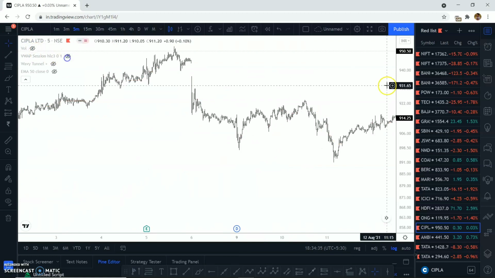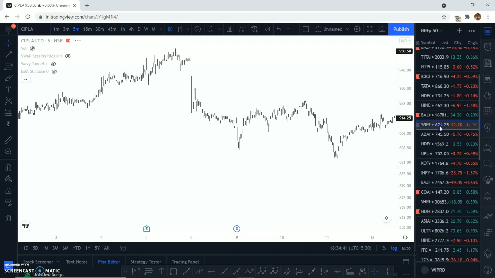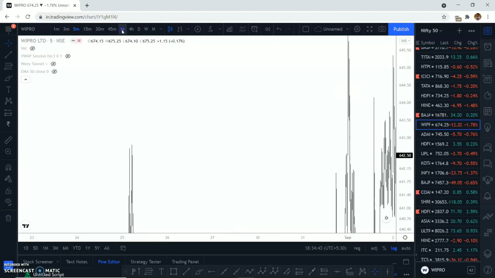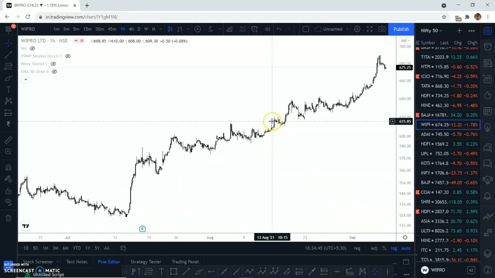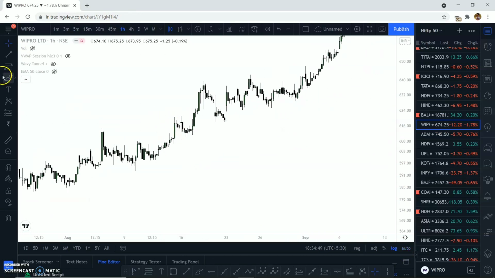All right, now let's go to a different chart. These are on my watch list, but I'll go to a different chart. Let's go to Wipro probably. Let's see the trend. So this is where a new high creates. Obviously, this is my order block.